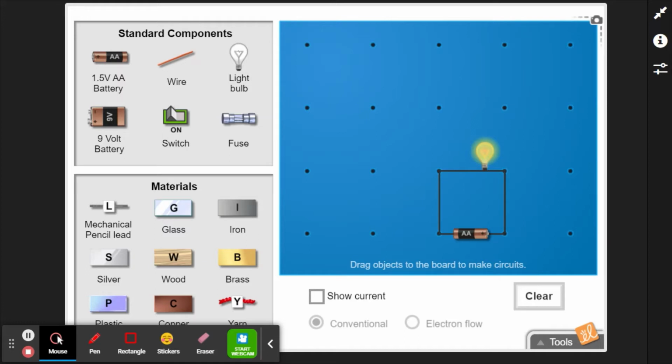So I want you to take a look at this and fill out the first part where it says rate the brightness level of the light bulb out of 10. There's no wrong answer. Tell me what you would rate this out of 10, because next in our experiment, we're going to add another light bulb.